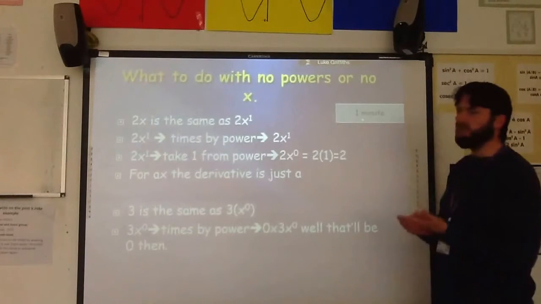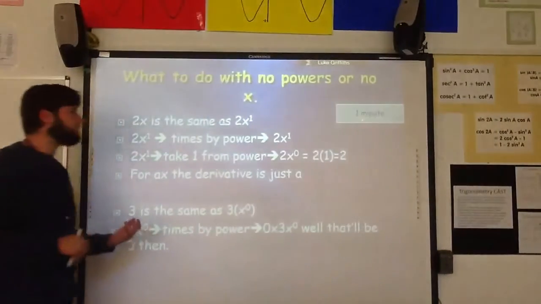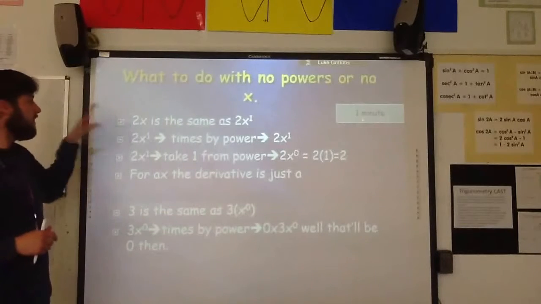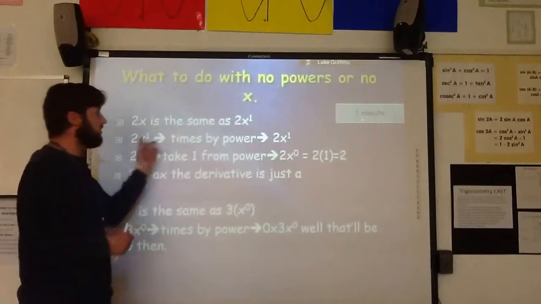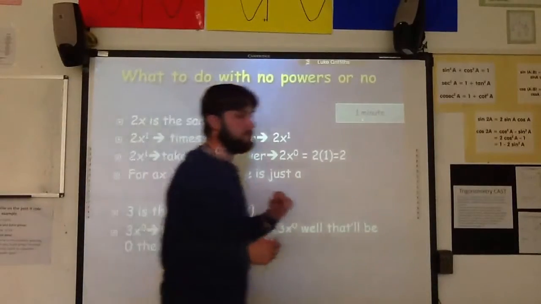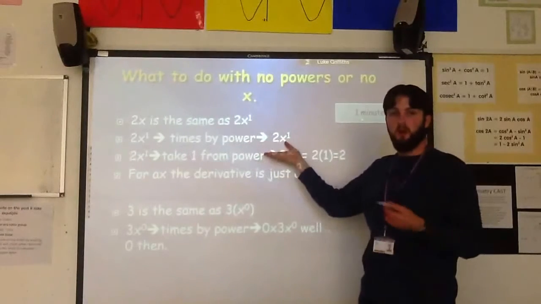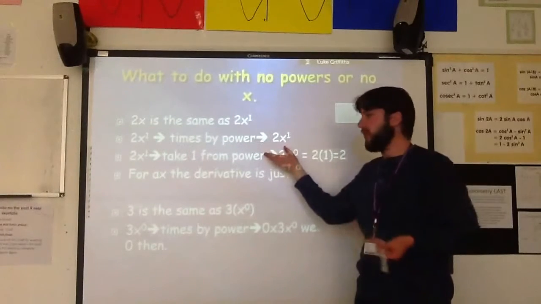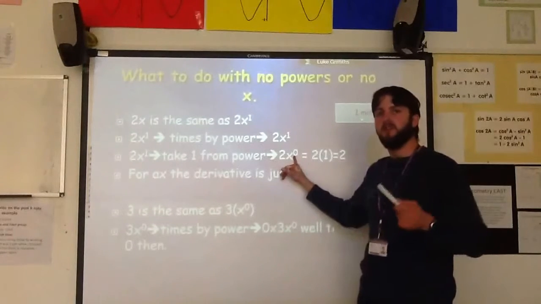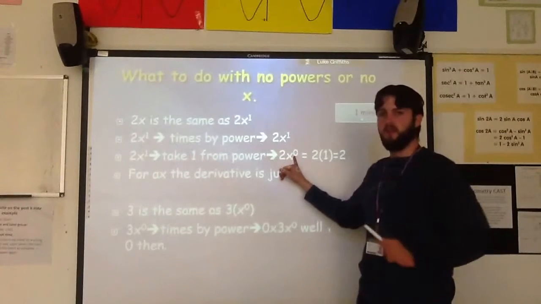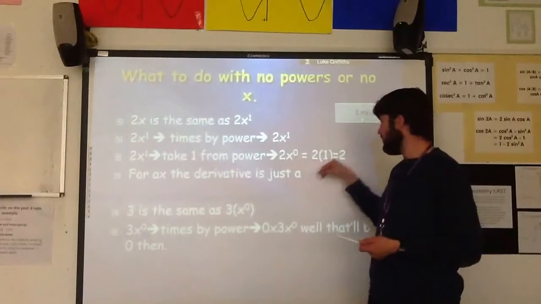So, this leaves maybe a couple of questions. What do I do if there isn't a power? If there's no power on the x, so we've just got 2x. Well, the answer to that is we think of the 2x as being 2 times x to the power of 1. Now, with 2x to the power of 1, we multiply by the power, we multiply by 1, which just leaves things unchanged. We then take 1 from the power, leaving us with x to the 0. Now from our GCSE studies, we know that anything to the power of 0 will give us the answer 1. So therefore we've got 2 times 1, which is 2.